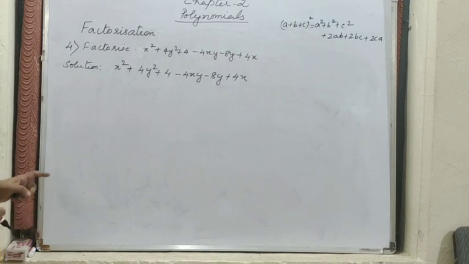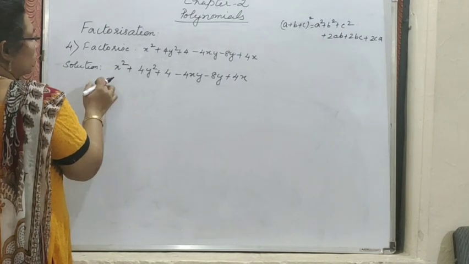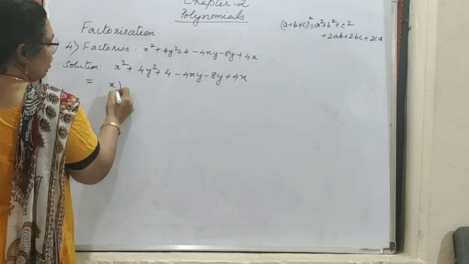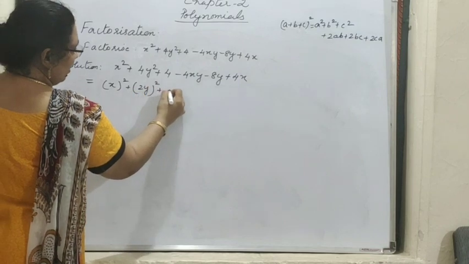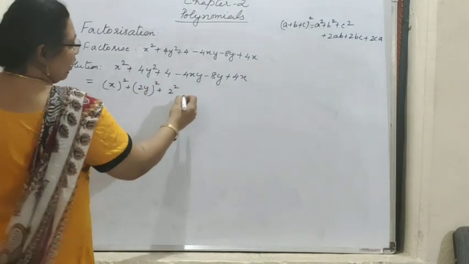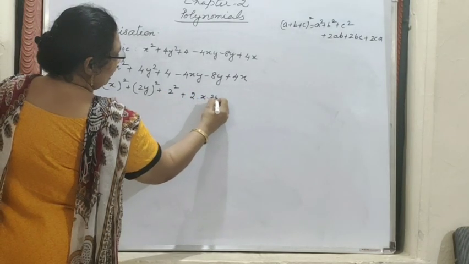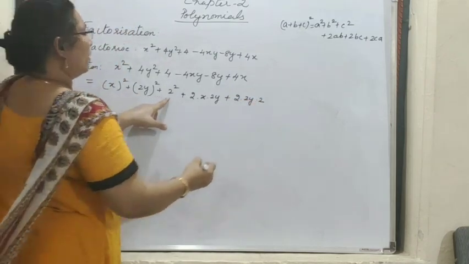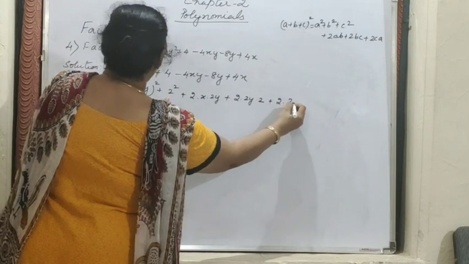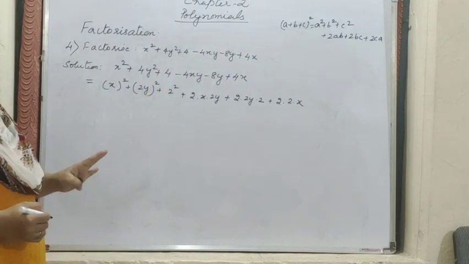Next question, factorize x square plus 4y square plus 4 minus 4xy minus 8y plus 4x. So we have written the question already, solution part. So I'll write here x whole square, right? 4y square can be written as 2y whole square. 4 written as 2 square. According to the formula, plus 2 into x into 2y, plus 2 into 2y into 2, plus 2 into 2 into x, right? Maybe some order they can change also. You can arrange the terms and do it.